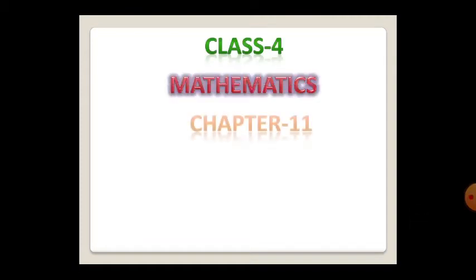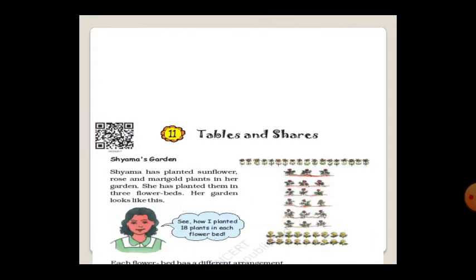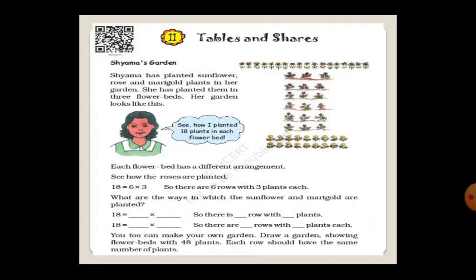Class 4 Mathematics, Chapter 11, Tables and Shares. We already completed Chapter 9, that is halves and quarters. Now we will move on to Chapter 11, Tables and Shares. Remember, sharing means what? Yes, division. Tables means the multiplication table you are using. So today we will discuss multiplication and division, that is tables and shares.